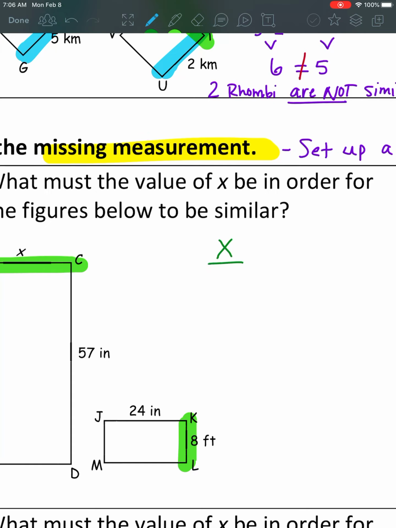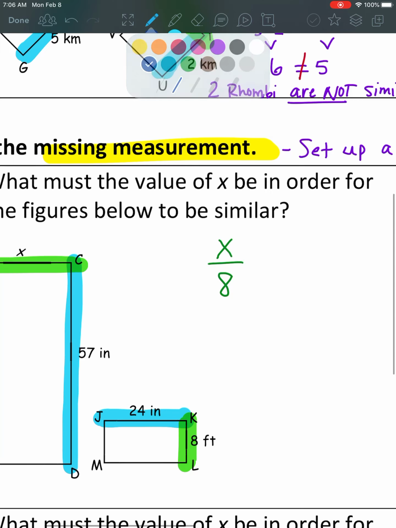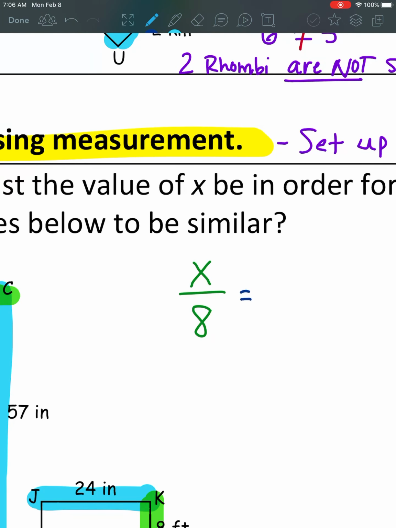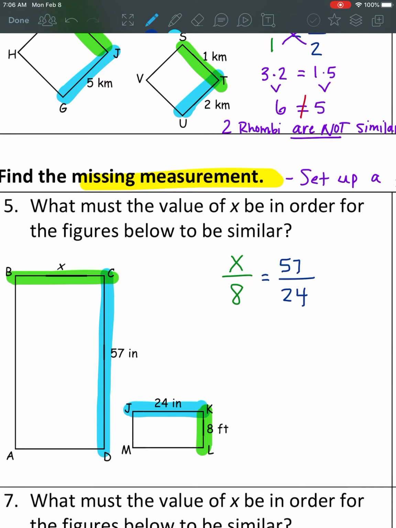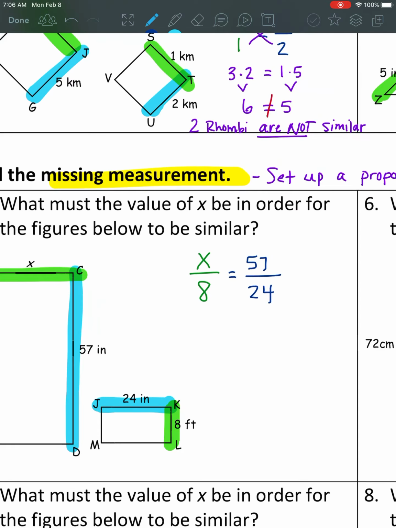So we could write X over 8, those are our corresponding side lengths. Now the other set of corresponding side lengths, we have 57 and 24. Again, the X is on top, so the other side length, 57, also has to go on top. If you accidentally put it on bottom, then it would not be a correct proportion, and we wouldn't get a correct answer in the end.